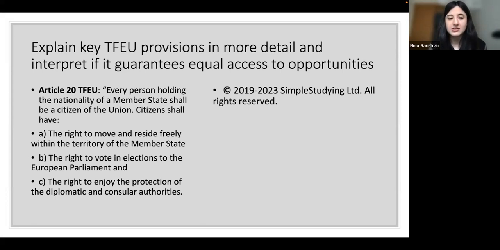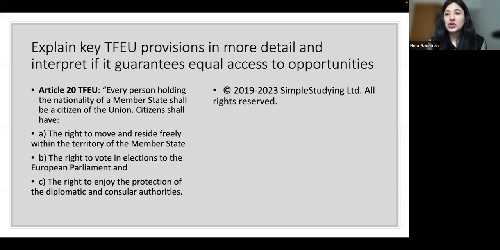Article 20 says that every person holding the nationality of an EU member state is a citizen and has a right to move and reside freely within the territory of the member states, the right to vote in elections to the European Parliament, and the right to enjoy the protection of diplomatic and consular authorities. So you need to interpret what Article 20 means for the purposes of the question asked. Does this guarantee that everyone has equal rights? Well, the way the article is drafted, it's clearly guaranteeing that every national within the European Union has equal right to accessing employment opportunities. So yes, Article 20 does give equal opportunities to everyone to access employment.